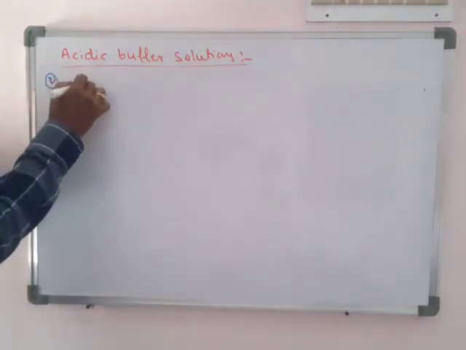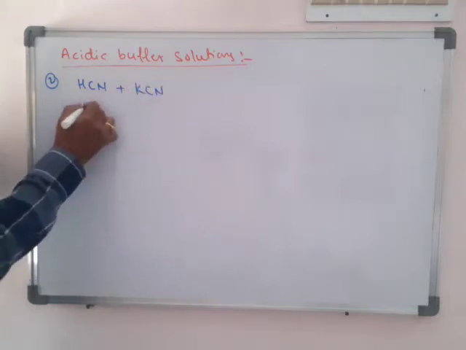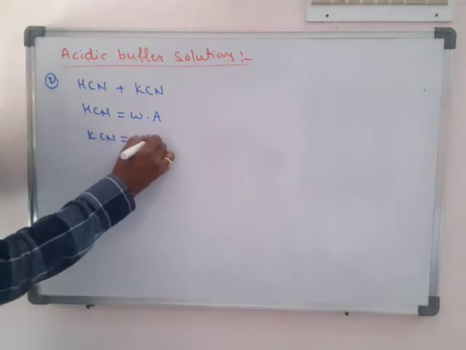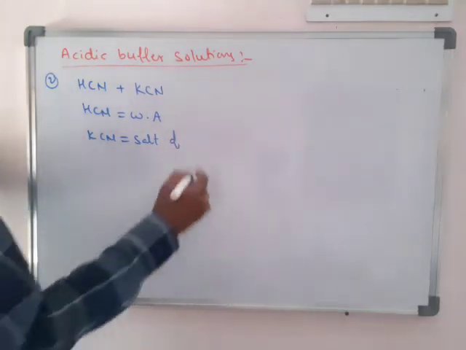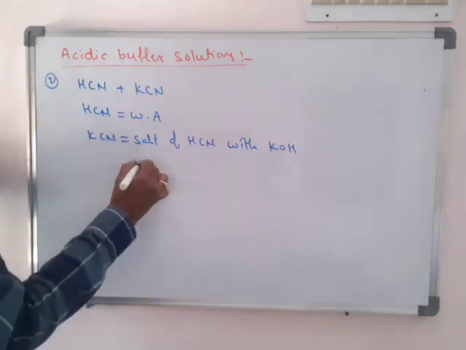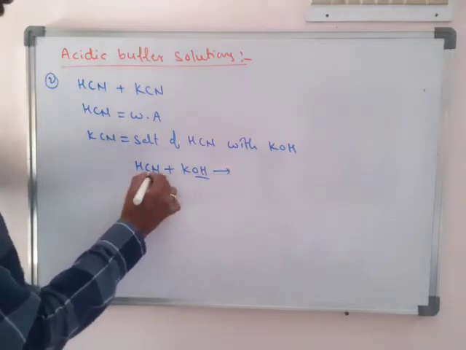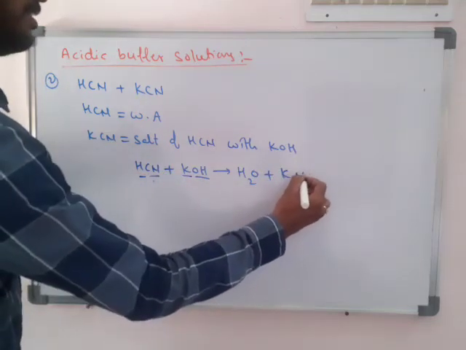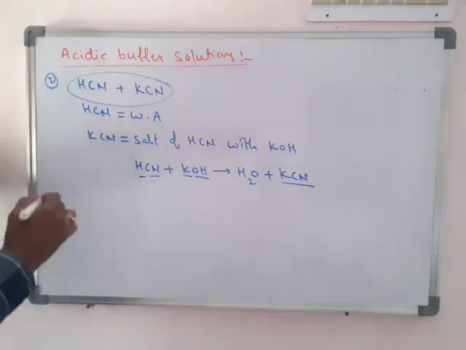See, we have one more example. HCN is a weak acid. The mixture of HCN and KCN: HCN is a weak acid, and KCN is a salt of that weak acid HCN, formed with KOH. See the reaction: HCN acid reacts with a strong base, H plus is removed as H2O, and there is formation of KCN. KCN is a salt formed by the weak acid. So this mixture works as an acidic buffer solution.